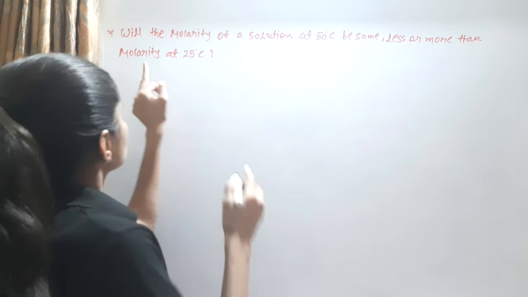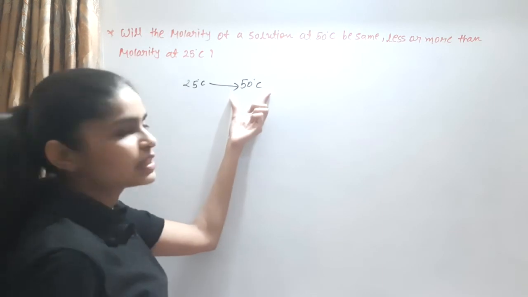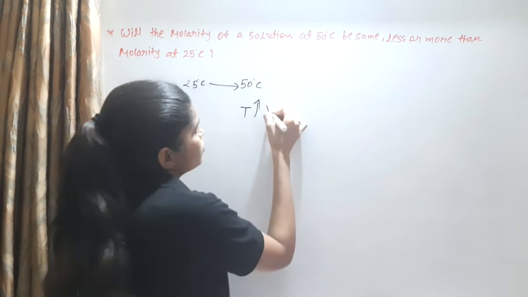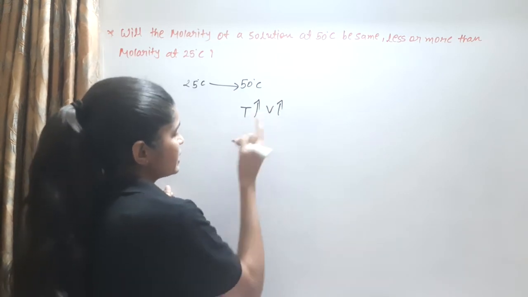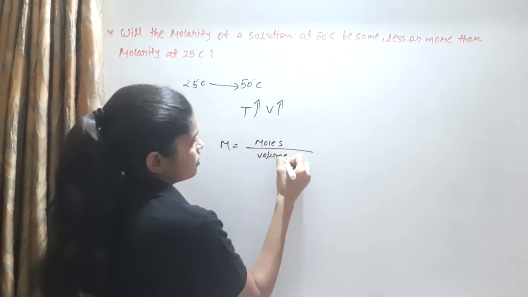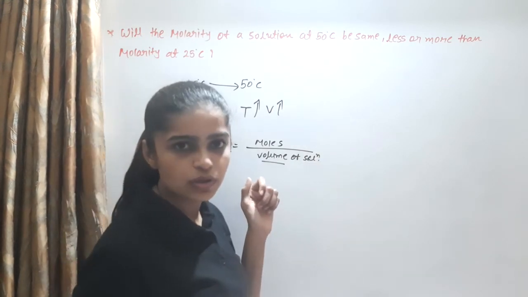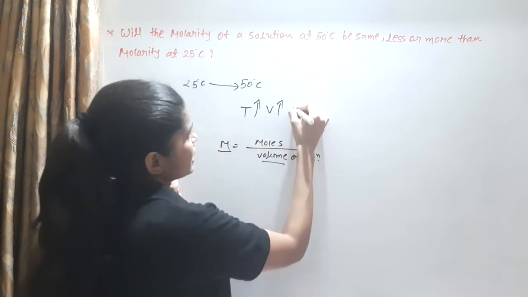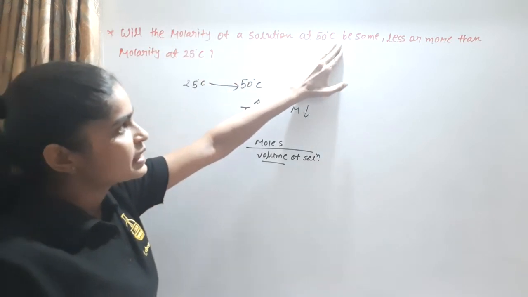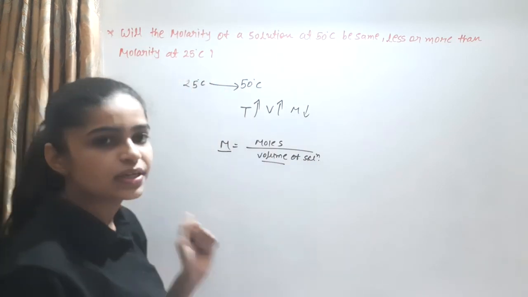So first it is at 25 degrees, and then the temperature increases from 25 to 50 degrees. When the temperature increases, the volume increases. Molarity is equal to the number of moles upon the volume of solution, so volume and concentration are inversely proportional. That way, when volume increases, molarity decreases. So we can say that the molarity of solution at 50 degrees is less than the molarity at 25 degrees.